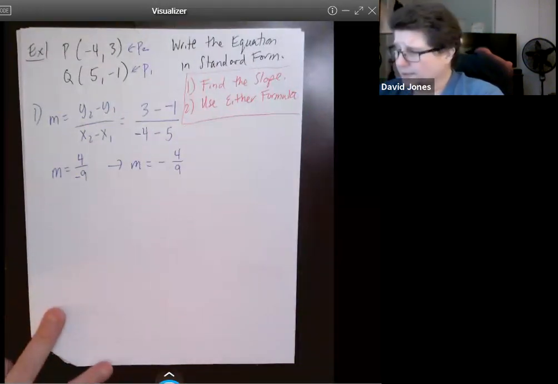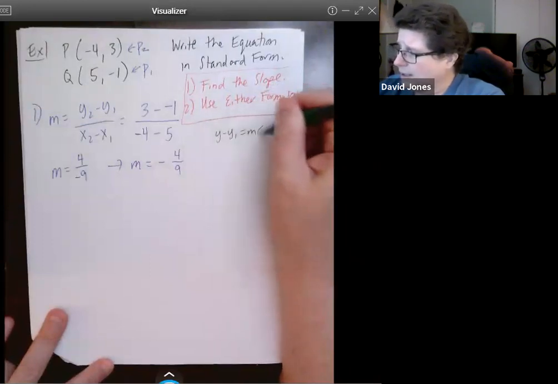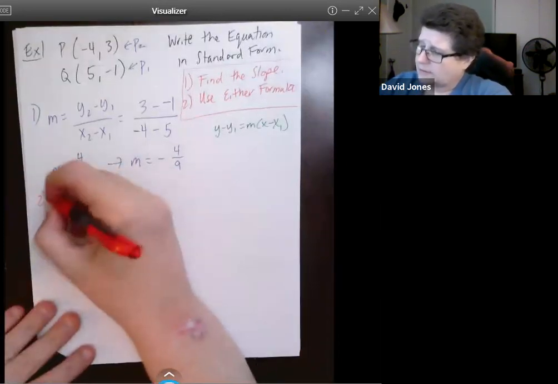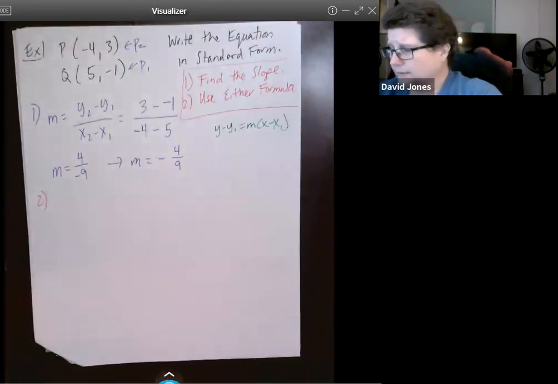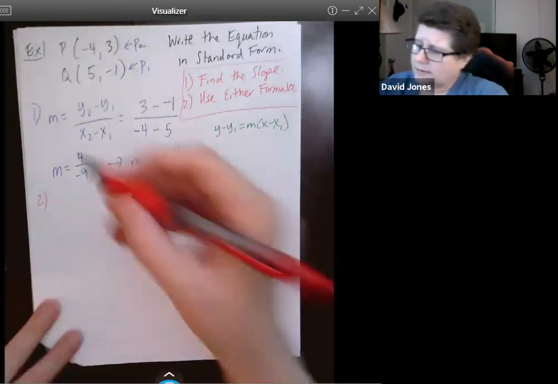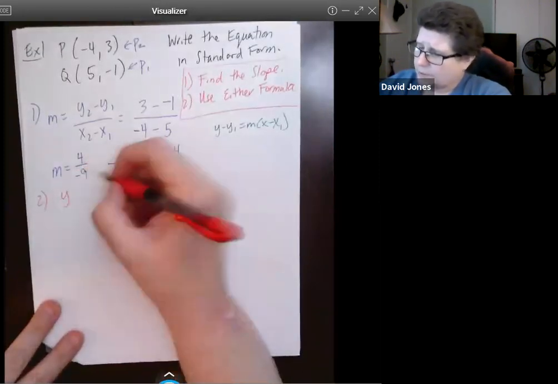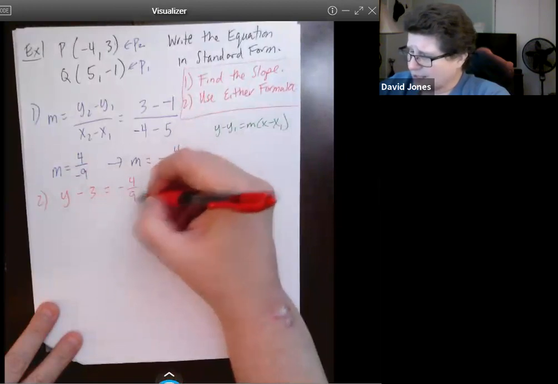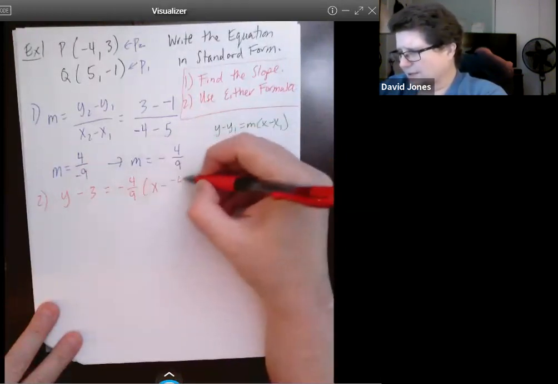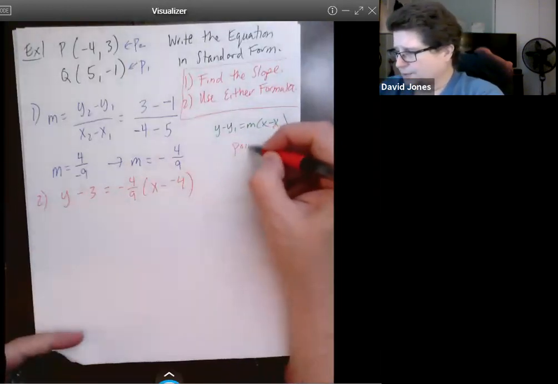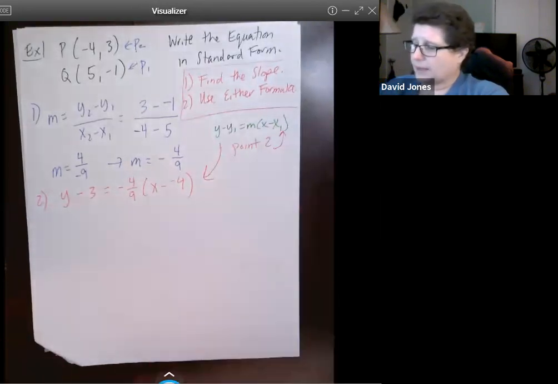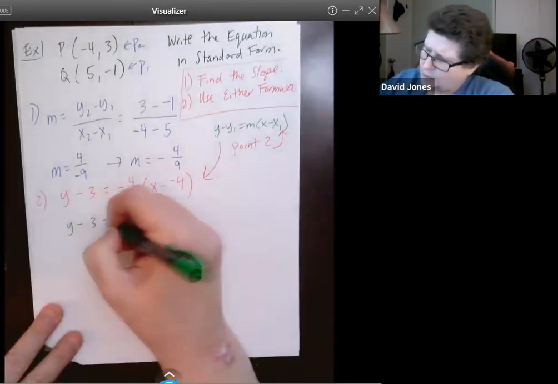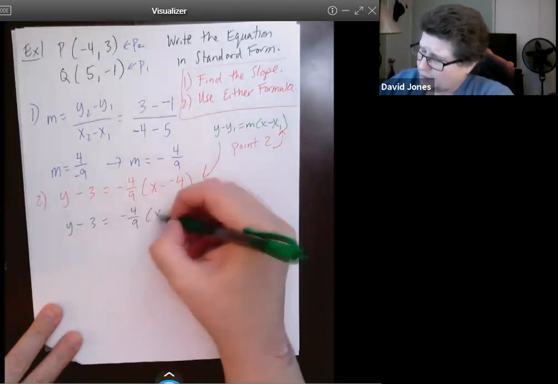And then I'm going to use the point slope formula. Again, that's y minus y1 equals m times x minus x1. And we can pick either point here. I'll use the top one. Y minus the y value is 3. And then we have m, which is -4 over 9, times x minus -4. So I used point 2 in that. So I've got y minus 3 equals -4/9 times x plus 4.